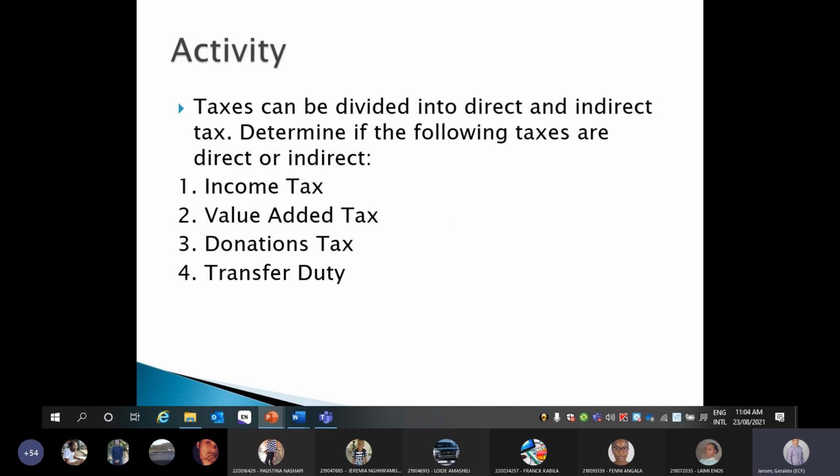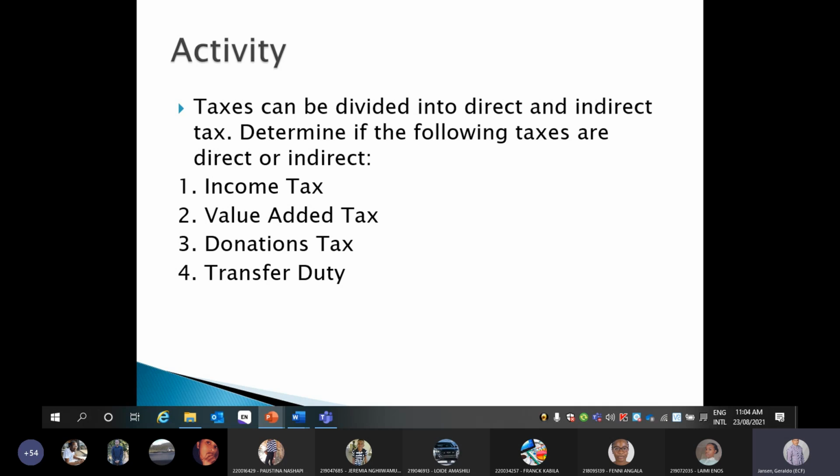Now let's do this activity quickly. Now I know you have the slides open in front of you, so we will not spend too much time here. Taxes can be divided into direct and indirect taxes. Determine if the following taxes are direct or indirect. Income tax, easy. That's a direct tax, right? Guys, income tax is the one that you pay on your salary for natural persons, and for a company or corporation, that will be your main tax that you pay, corporation tax, because it's tax that you pay on your income that you've earned.